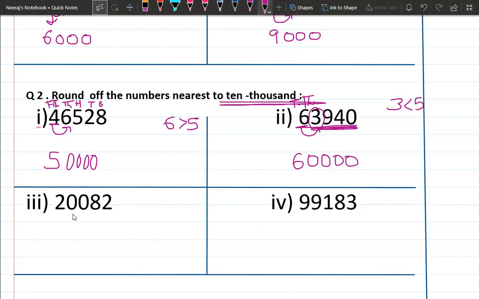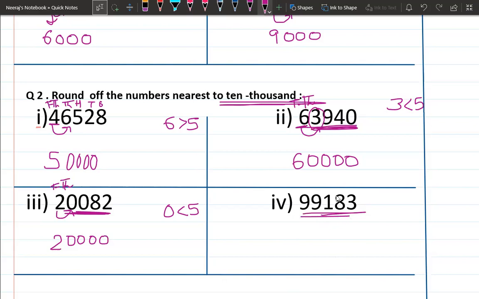Let's solve the next problem. 20082. Now again we'll write the places. Then 2 is on the 10,000 place. Now we have to round the number, but we have to see the digit next to the 10,000 place. It is 0, and 0 is less than 5. So the 10,000 digit will remain same, and the rest of the digits will become 0. So for these 4 digits, we have to write 4 zeros. 1, 2, 3, and then 4. It would be 20,000.